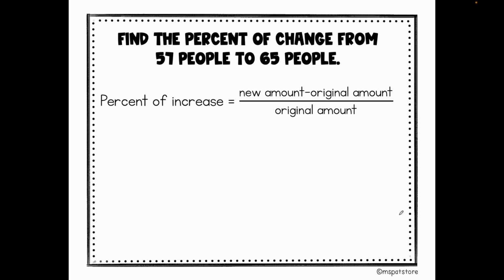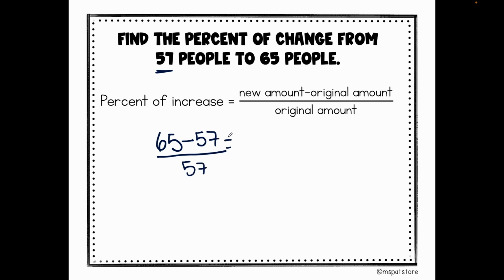Now I would like you to pause the video and try to do this example by yourself. Very good. So basically, the new amount is 65 people. That's my ending point, all right? Minus my original amount, that was 57 people. But then I need to divide that by my original amount, which is 57.